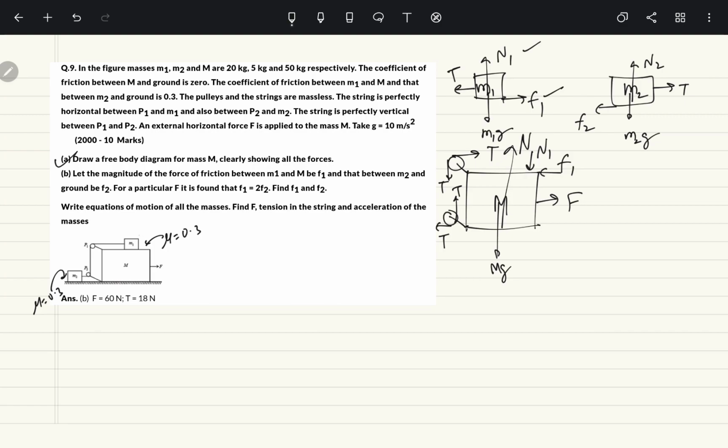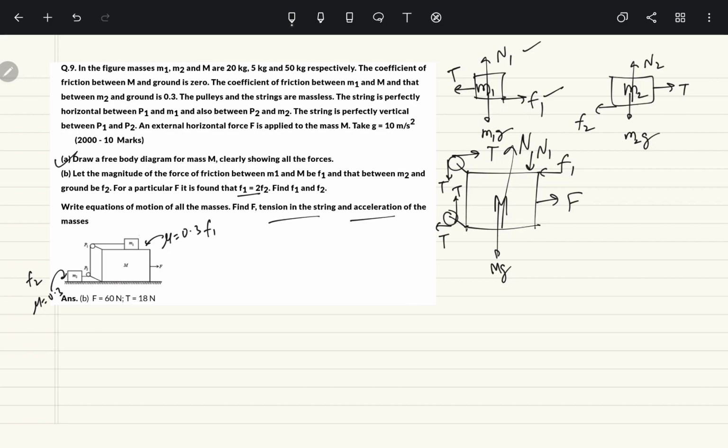The magnitude of the friction between m1 and capital M is F1, and between m2 and the ground is F2. So here friction is F1 and here it is F2. For a particular F, it is found that F1 is twice F2. We have to find the values of F1 and F2 and the acceleration of the system.